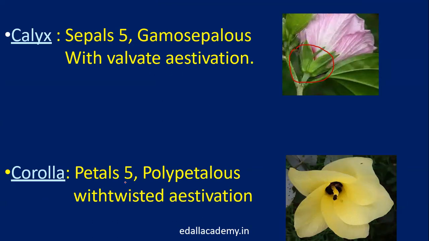Corolla consists of how many petals? 5 petals. See the diagrammatic representation. 5 petals. Petals are free from one another, so it is called polypetalous. It shows what kind of aestivation? Twisted aestivation. One margin is overlapping with another margin, so this kind of aestivation is called twisted aestivation. Here one margin overlaps with another margin in a regular manner.